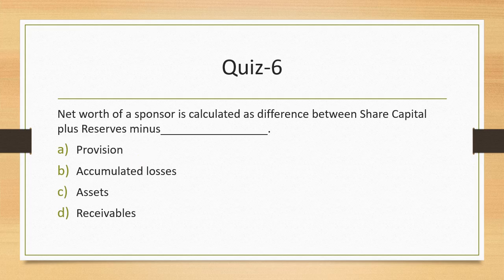Question number 6. Net worth of a sponsor is calculated as difference between share capital plus reserves minus what? Can we deduct provisions? No. Assets? No. Receivables? No. So what do we deduct? We will be deducting accumulated losses to arrive at net worth.